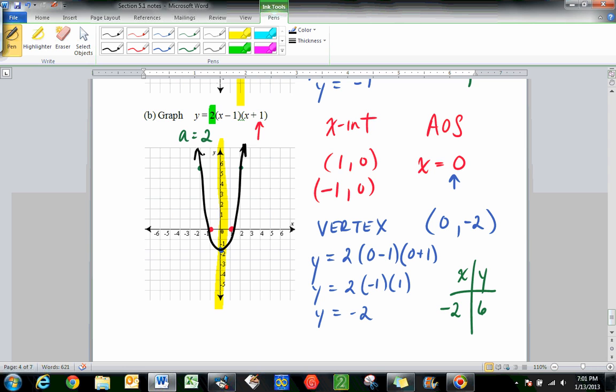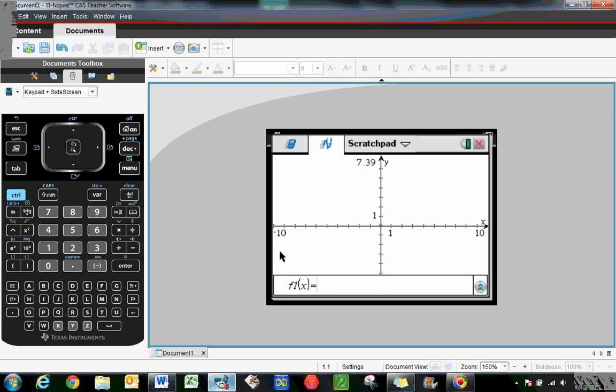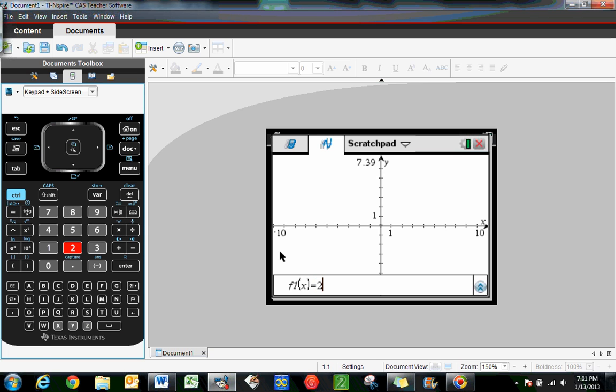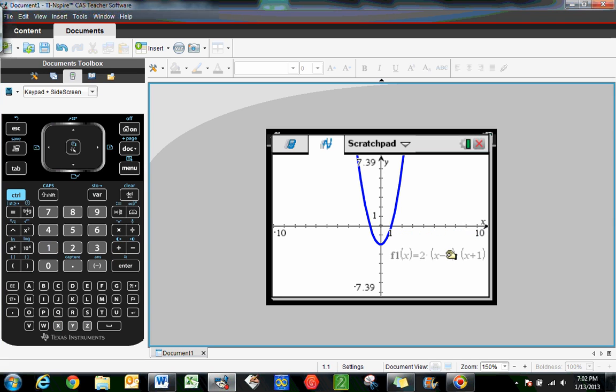Now, if I want to graph this in my graphing calculator to be able to check, I would simply punch it into my graphing calculator just as it shows on the problem. And then hit enter, and we can see that we've graphed it correctly.